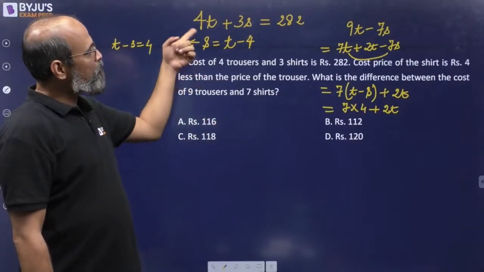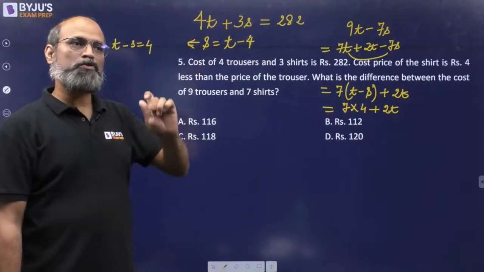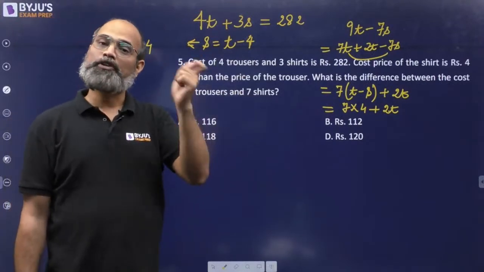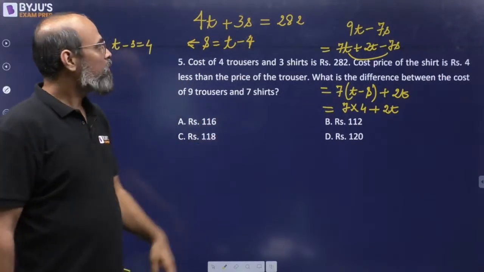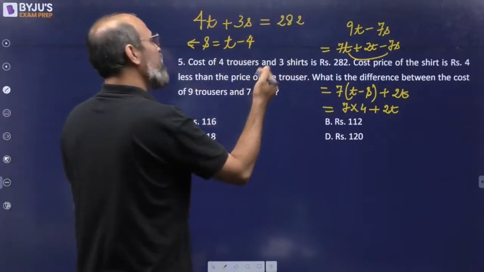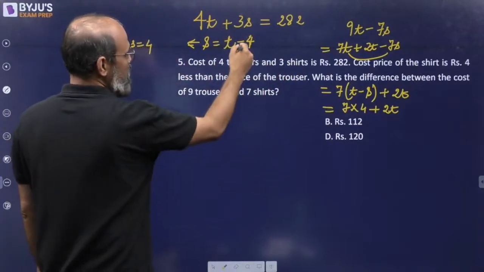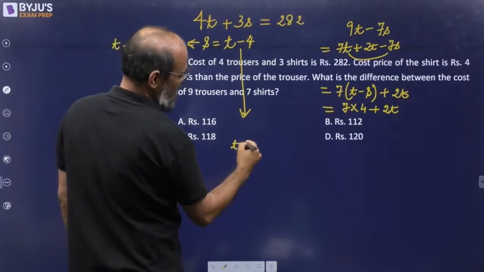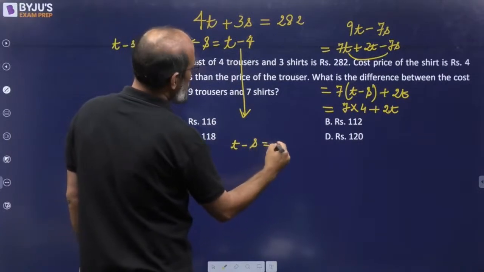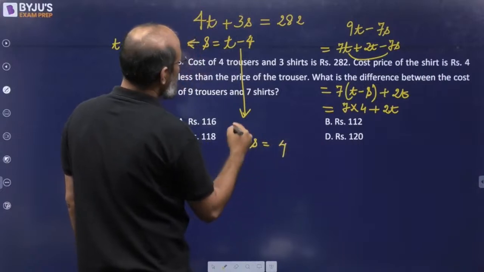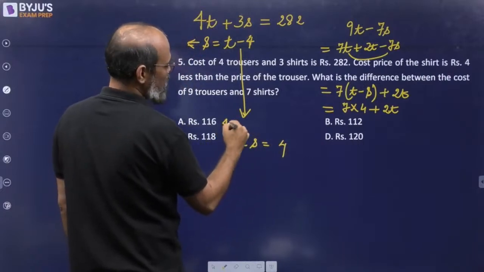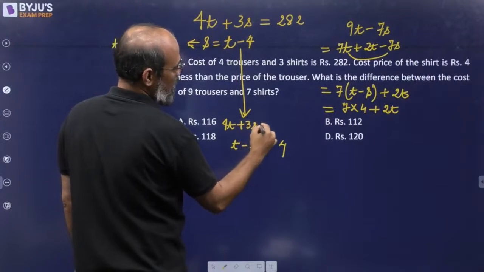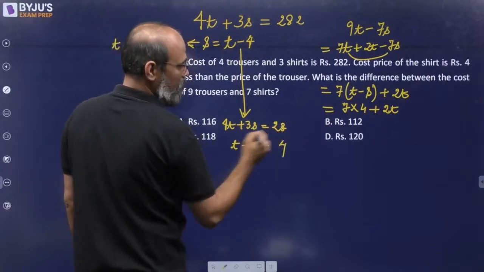So can I say if I look at these 2 equations, I don't have to solve for S. All I have to do is solve for T. T solve कर लेंगे चलेगा. So that means I have to eliminate S, right? So this equation will give us T minus S is equal to 4, and the first one is 4T plus 3S is equal to 28.